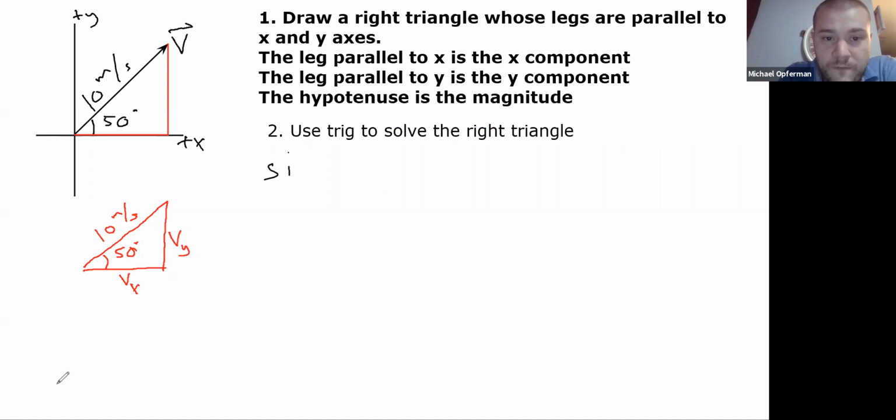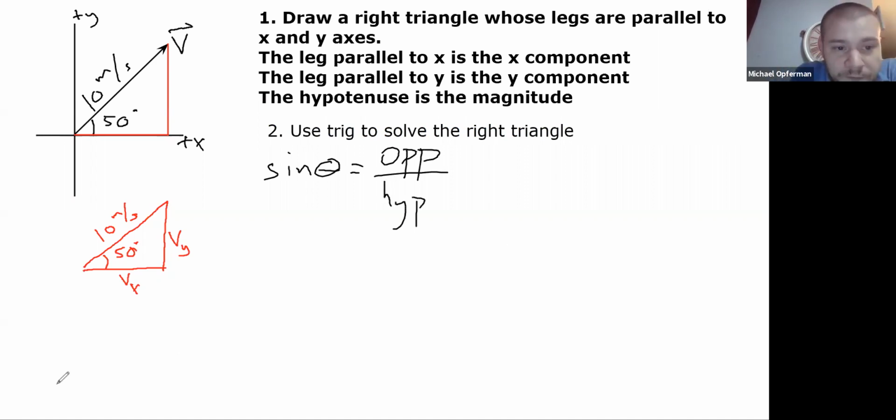We would have sine of theta is opposite over hypotenuse. I have a 50-degree angle here. So the side opposite of the 50-degree angle is going to be Vy, because it's on the other side of the triangle from the 50-degree angle. So opposite is going to be Vy, which is unknown, and the hypotenuse is going to be 10.